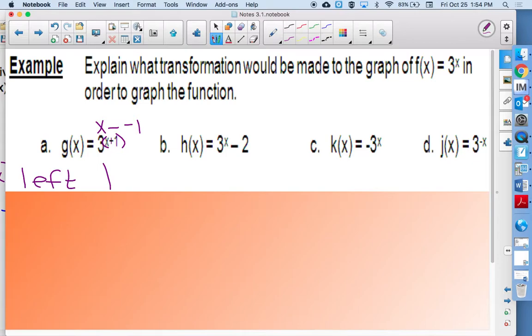Because this is just moving your x left. Okay. So I understand how you're thinking, but it is just shifting. Like if we graph this compared to the other one, it is just shifting it left.